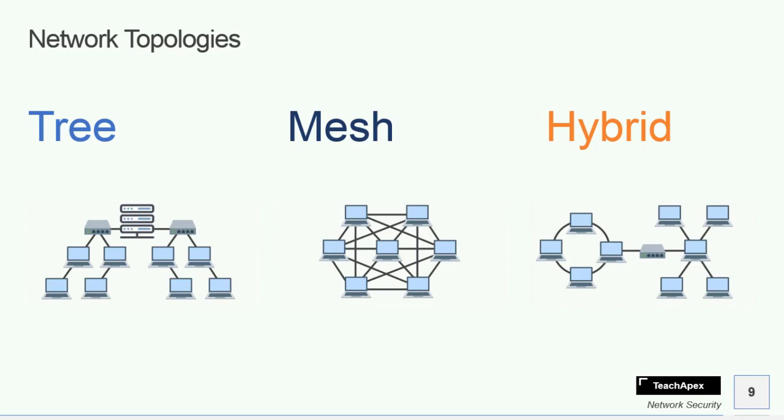Then we have hybrid topology. When a topology is comprised of two or more different topologies, it is referred to as a hybrid topology. Like in this architecture, you can see we are using a ring topology and also a star topology. This is the ring topology and this is the star topology. So if you are combining two or more topologies, then it's called hybrid topology. But hybrid topologies can be quite complex depending on the topologies that you have decided to use.